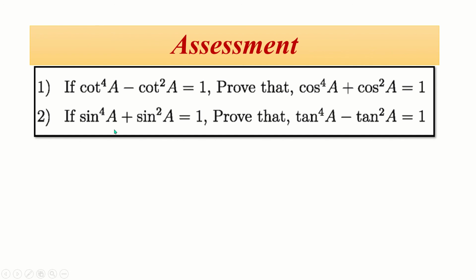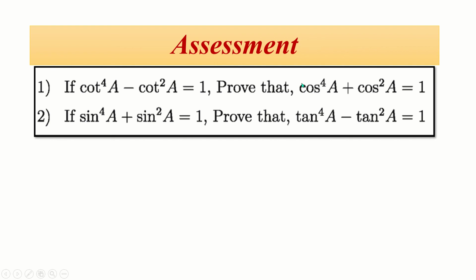Clear everyone? So the left side will be cos to the power 4a divided by sin to the power 4a, and the right side will be 1 divided by sin square a. As here is sin square a and on the left side sin to the power 4a, the left side will be cos to the power 4a divided by sin square a, and the right side will be only 1. Clear? Therefore cos to the power 4a equals sin square a.